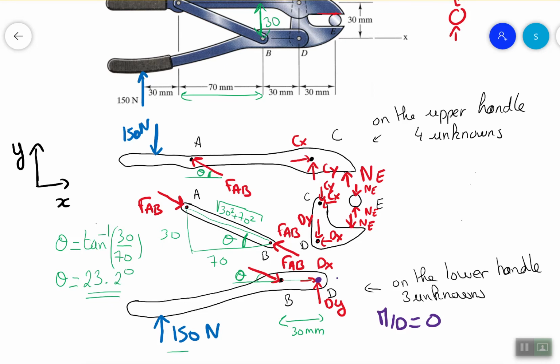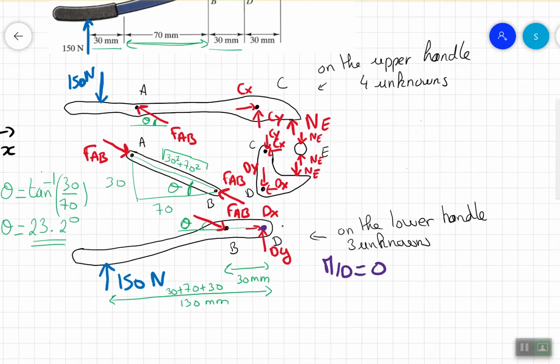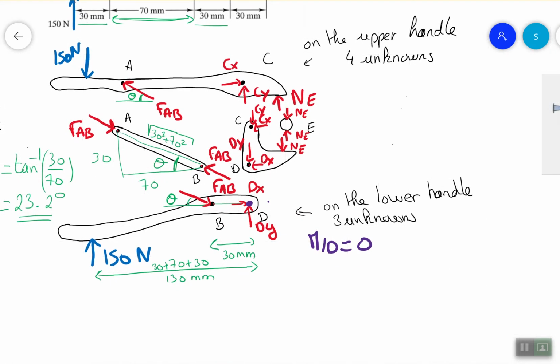And between the 150 and D, we need all these dimensions. We need the perpendicular distance to the force 150 Newton, because we need to find a moment. And that will be 30 plus 70 plus 30. So it's equal to 130 millimeter. So 30 plus 70 plus 30 to go up to D. So now we can solve the moment about D.